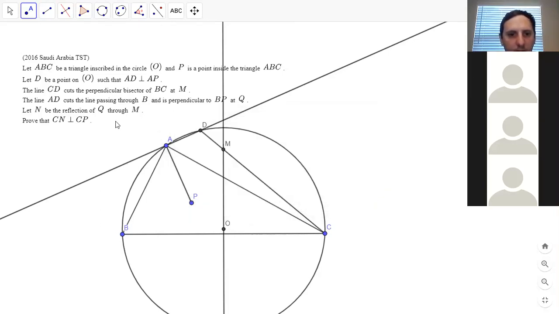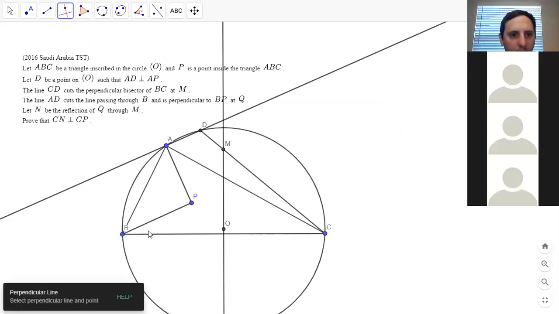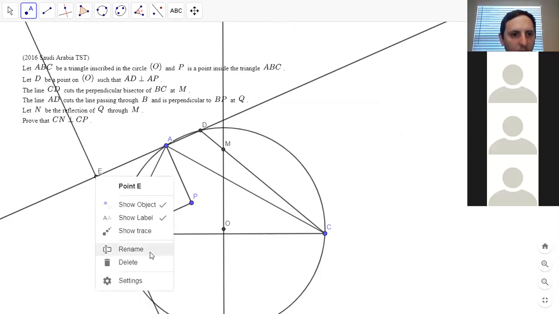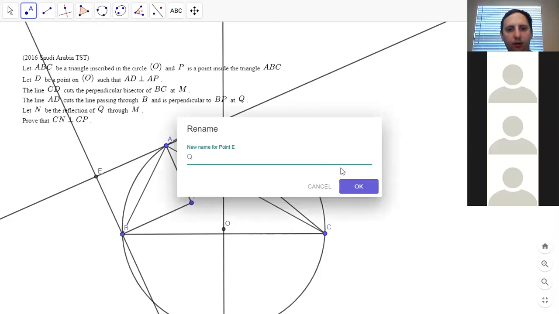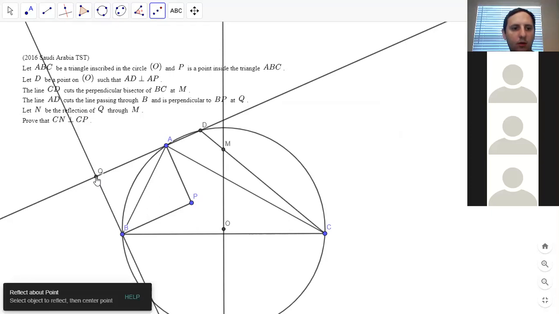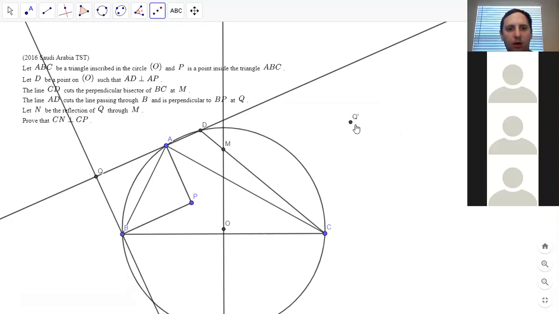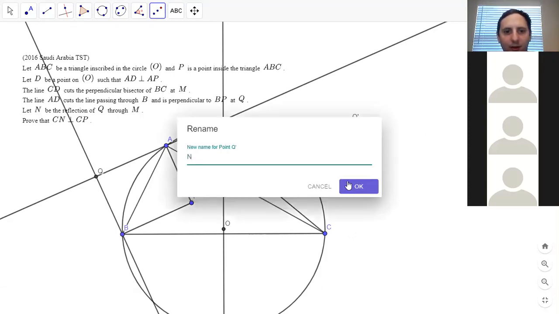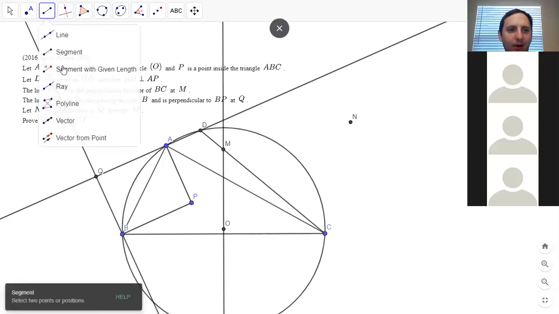And then AD cuts the line through B perpendicular to BP. Okay, so we want to draw this perpendicular. And let's see where it cuts AD. So that's Q. And then N is the reflection of Q over M. And we want to show that CN is perpendicular to CP. This is very random, this problem.